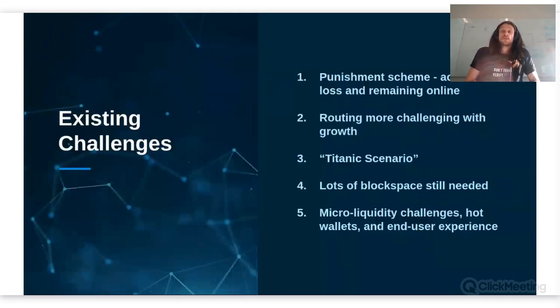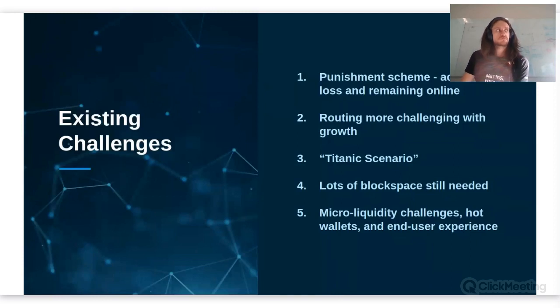Routing grows more challenging with growth. So the larger the network gets, it requires work so that we can route payments more easily. There's something called the Titanic scenario, which people are kind of worried about. Not sure if it's a great name, but we'll talk about that. The base has to do with rising fees. We're still going to need a lot of block space for this. This is not a panacea.